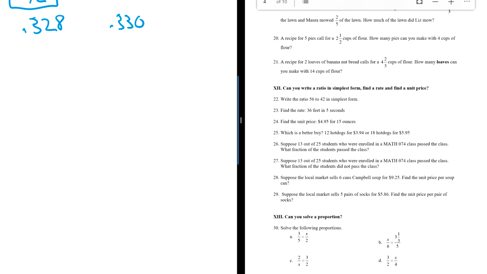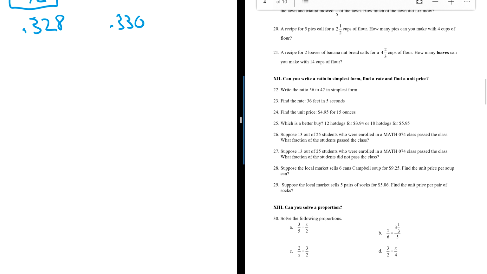All right, people. What's next? Number 26. Suppose 13 out of 25 students who are enrolled in a MATH074 class passed the class. What fraction of the students passed the class? Well, what fraction of the students passed the class would be 13 out of 25.